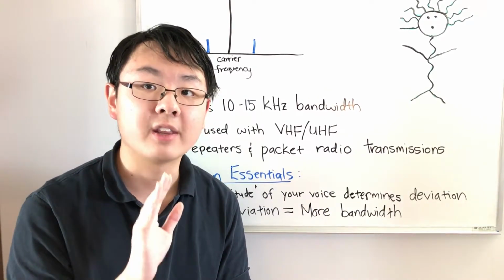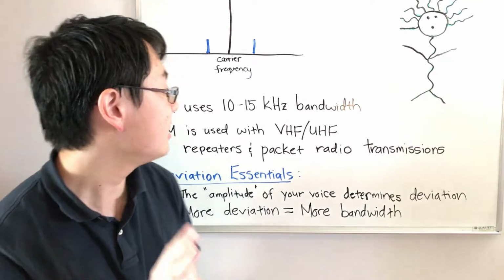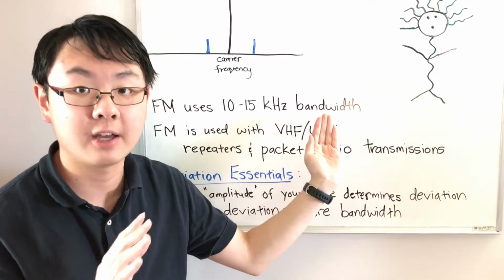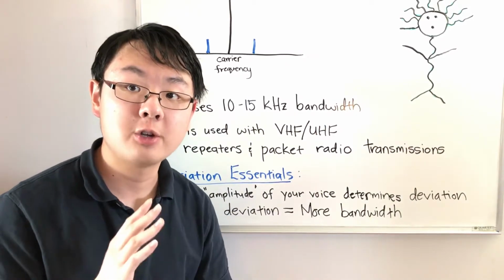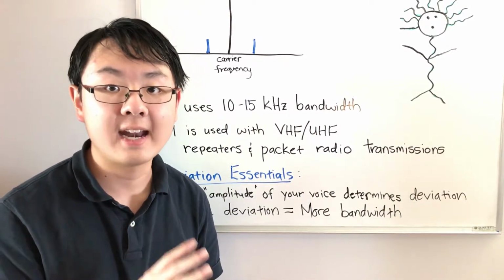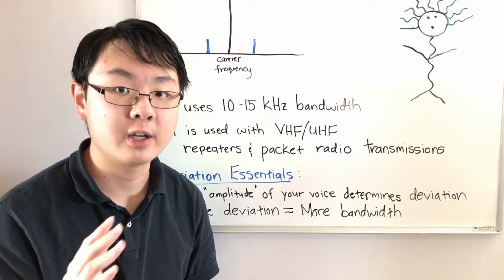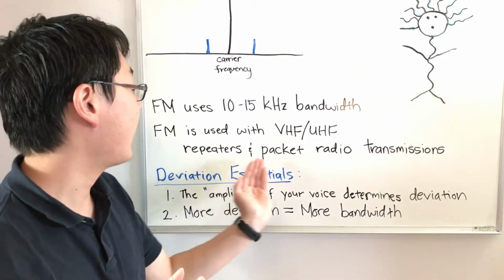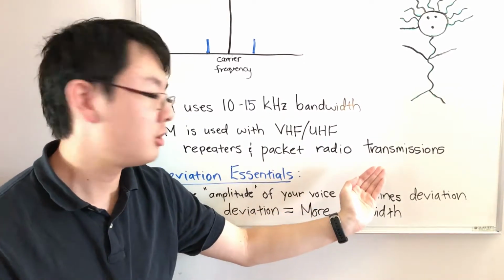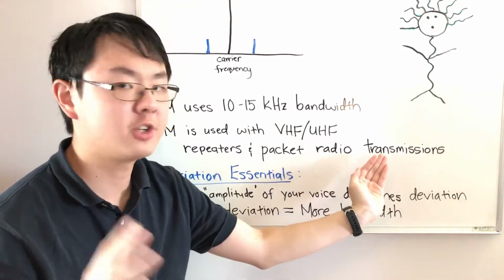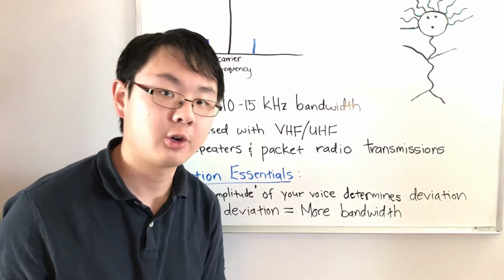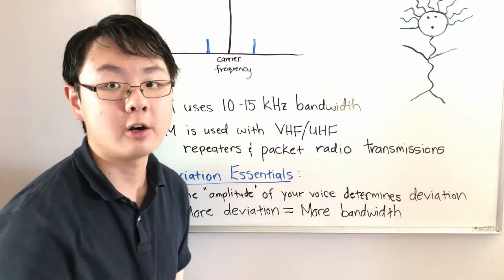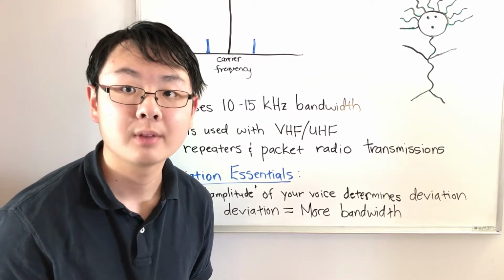All you really need to know for the test is that FM takes up 10 to 15 kilohertz of bandwidth. FM uses 10 to 15 kilohertz of bandwidth. That will be tested. Another thing you should also know and write in your notebooks is that FM is commonly the mode chosen for use with repeaters and packet radio transmissions. Don't worry too much about what repeaters and packet radio transmissions are. We haven't gotten to those sections yet. Those are in later sections of the Gordon West manual. But for now, write this down in your notebook, because you will be asked about it on the test.